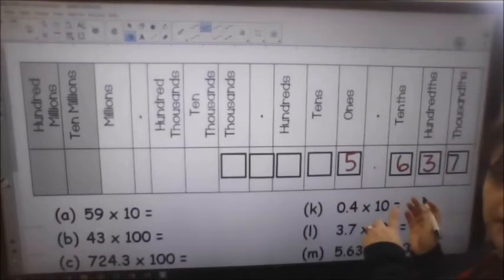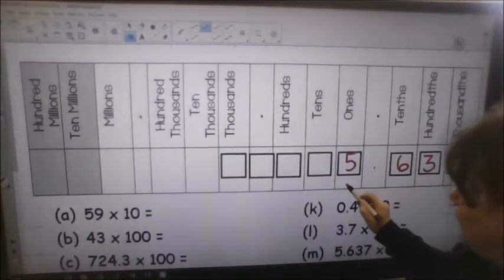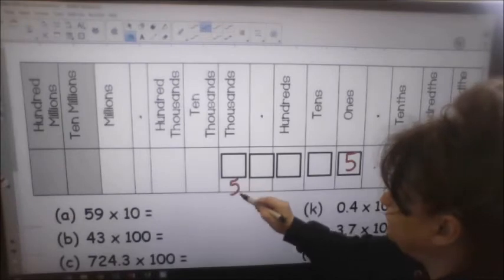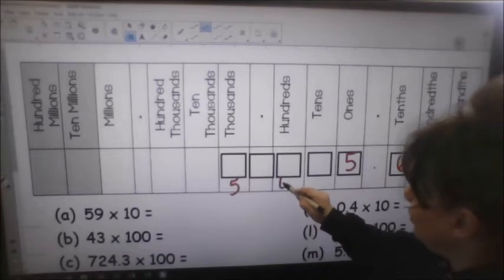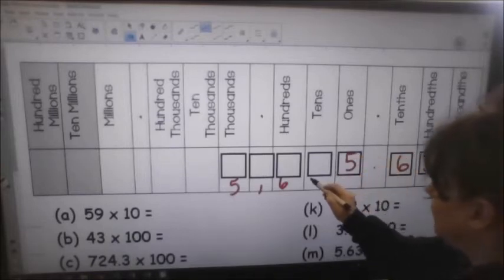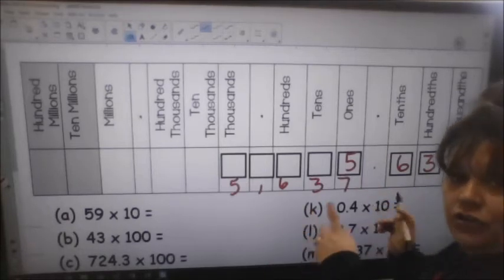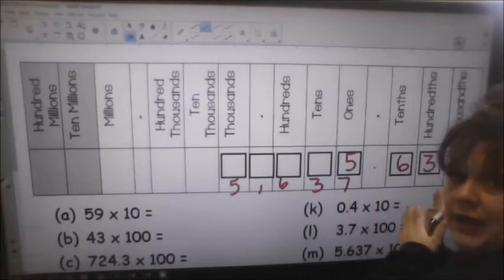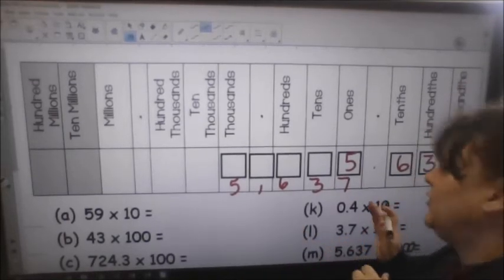So I've got 5.637, and I'm going to multiply it by 1,000. So they're going to go 3 places this time. My 5, 1, 2, 3 is going to end up here. My 6, 1, 2, 3 is going to end up there. I've got my comma in there. My 3, 1, 2, 3 ends up there, and my 7, 1, 2, 3 ends up there. Again, I don't need any 0 placeholders, because after that 7, since it's moved 3 places to the left, nothing is coming after that number now.